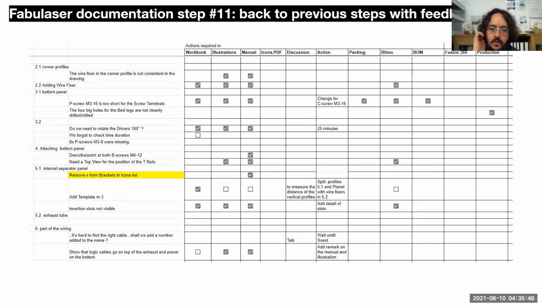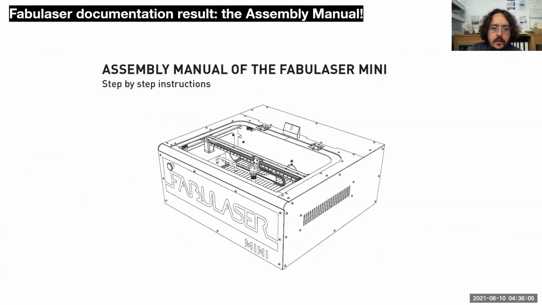Here you can see a screenshot of our action list, where you can basically redirect the feedback to any of the things that need to be changed. And this is also huge work. So, finally we have the assembly manual of Fabulaser, which, as Liane just told me today, is actually the new version, just finished now.